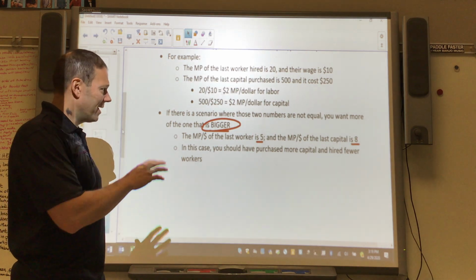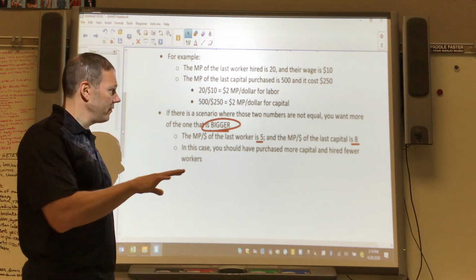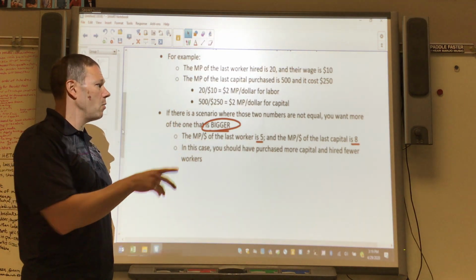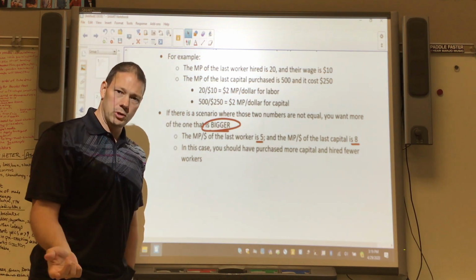So that's typically how you do that. You've got to figure that out. The numbers should be equal. If they're not equal, whichever one is bigger is the one you do more of.